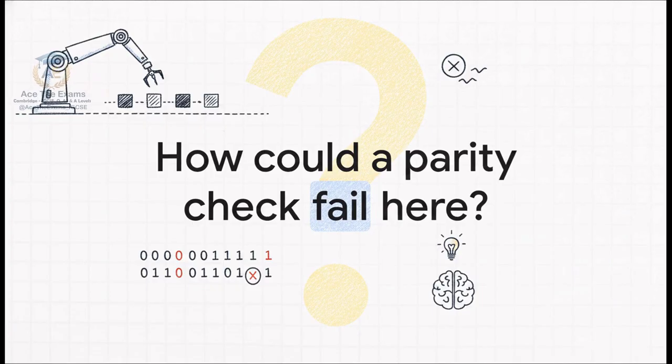Imagine you're in the exam, the clock is ticking, and you see this exact question. Data is transmitted to a robotic arm in a factory. How could a parity check fail to detect an error during transmission? Now, most students absolutely panic here and write something like, it fails if bits flip, or it just checks if ones are even or odd.